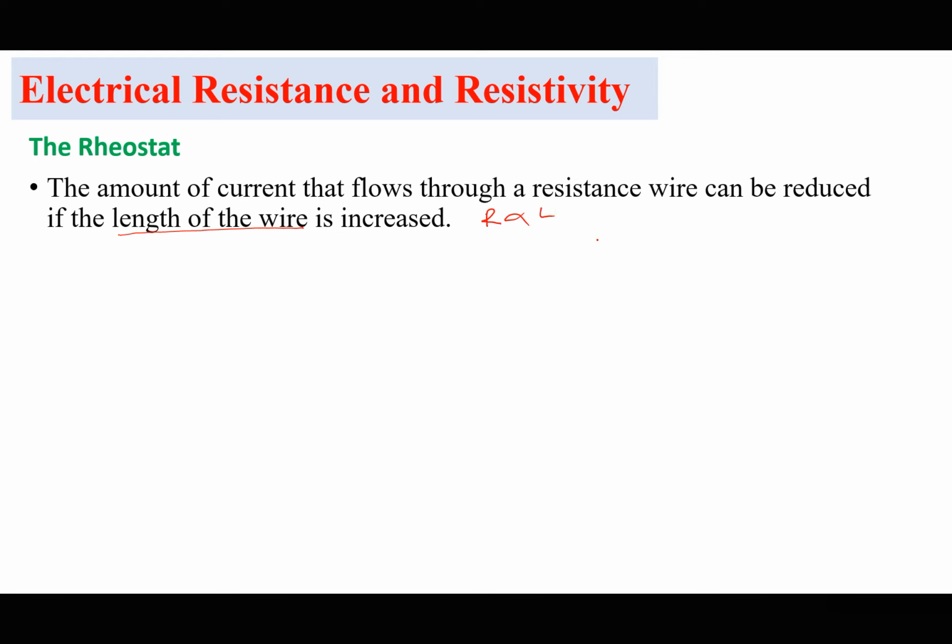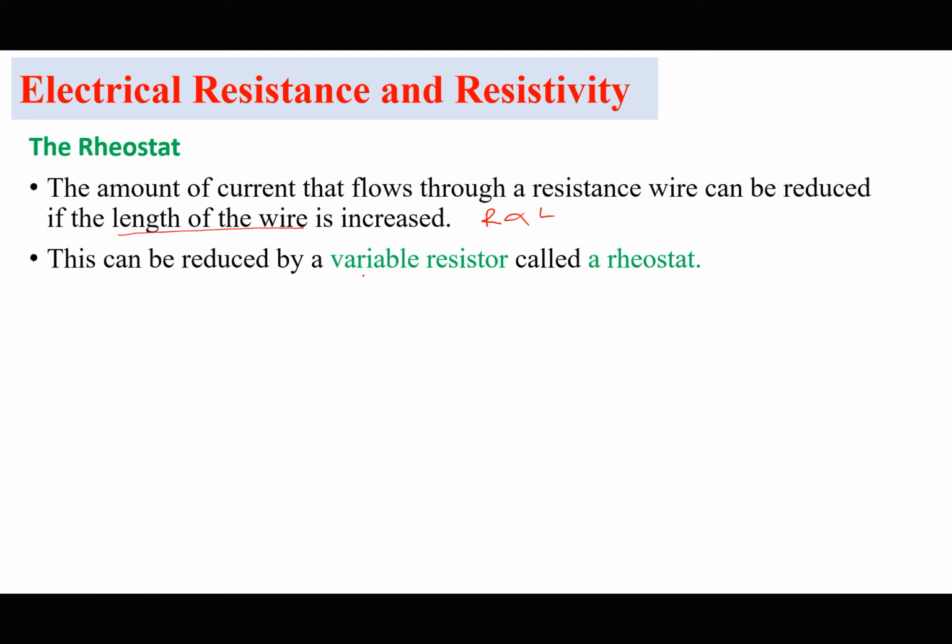So the amount of current that flows through a resistance wire can be reduced if the length of the wire is increased. So this can be reduced by a variable resistor, which is called a rheostat. So we can use a device whose resistance can be adjusted by simply changing the length of the wire which is making up the resistor. So we form what we call a variable resistor, a resistor whose resistance can be adjusted to a required value. This is commonly called a rheostat.